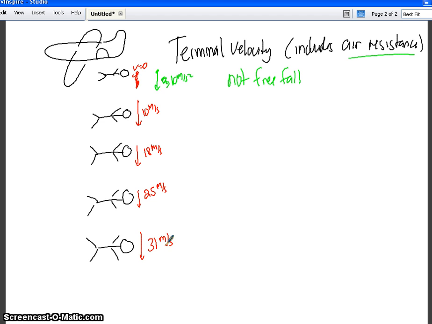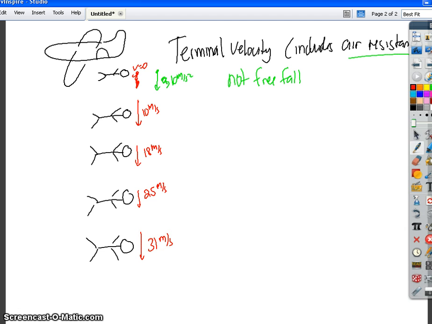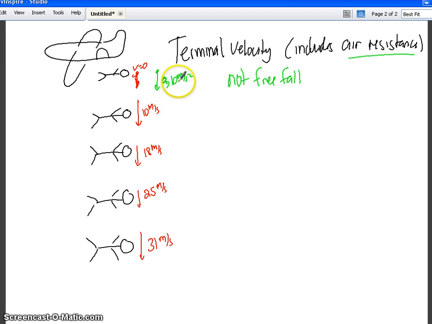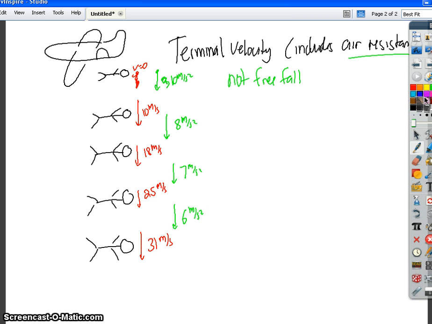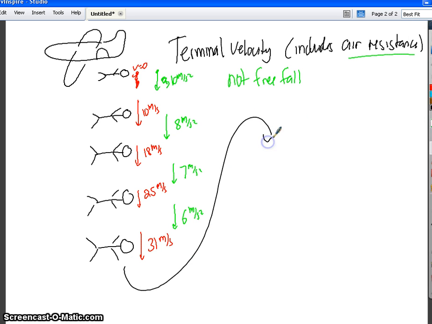Notice, this person is still accelerating. Their velocity did increase, but is it increasing at a constant rate? So notice, from here to here, it was 10 meters per second squared. From here to here, the acceleration is more like 8 meters per second squared. From here to here, 7 meters per second squared. From here to here, 6 meters per second squared. Like I said, I'm just making these numbers up. I'm not sure if that's actually how it happens or not. And at some point as we go, I'm just going to make this person's path go this way, okay?